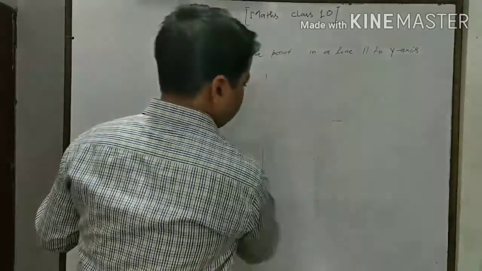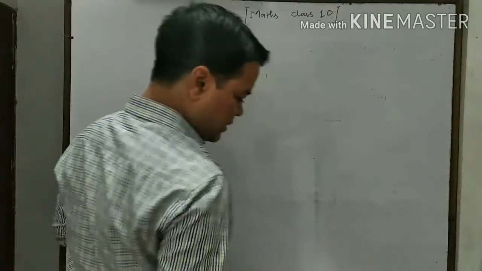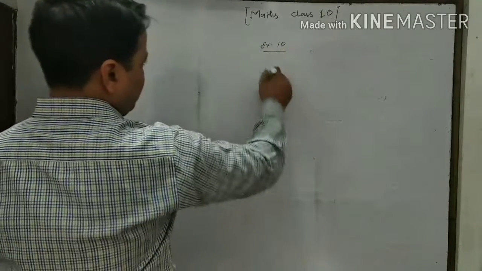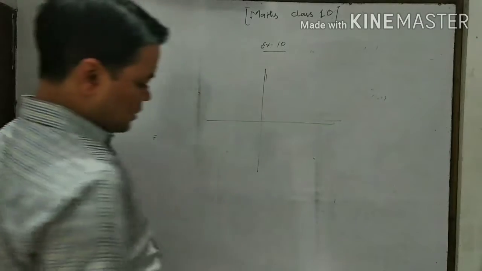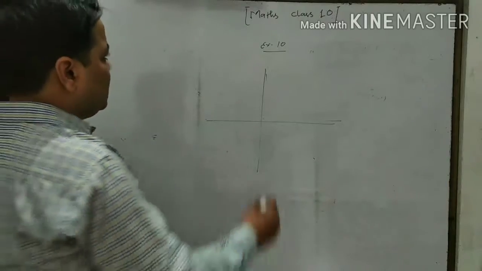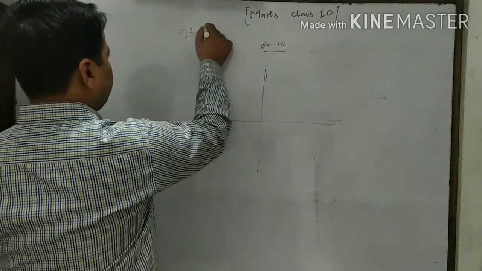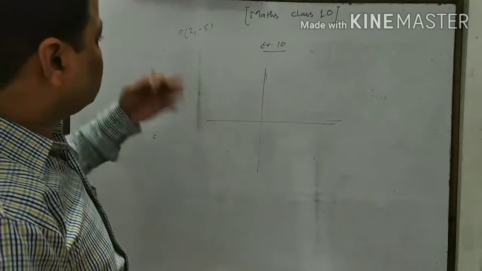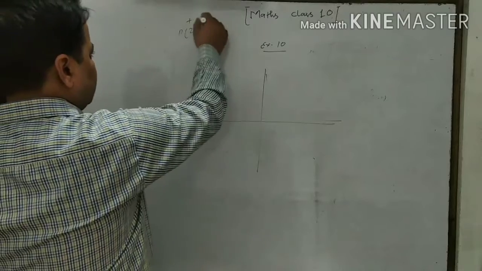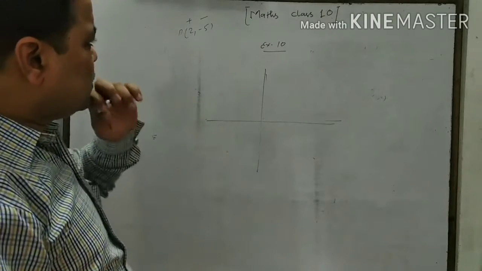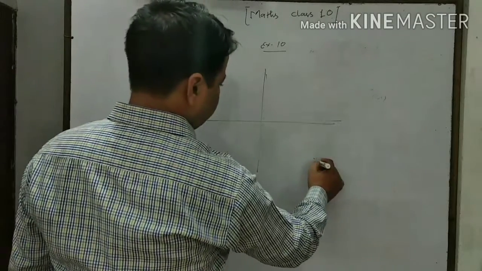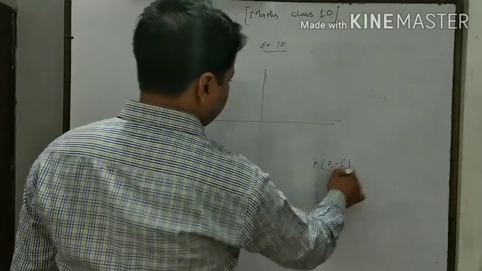Here the coordinate of the object is given, that is (2, -5). P is in the form of (2, -5). First of all we try to understand in which quadrant the point lies. This is plus and minus, so which quadrant? Plus minus will be in the fourth quadrant. It means the point is here, (2, -5).